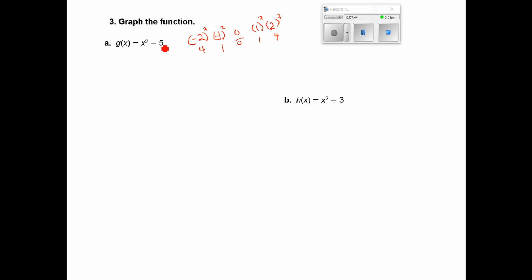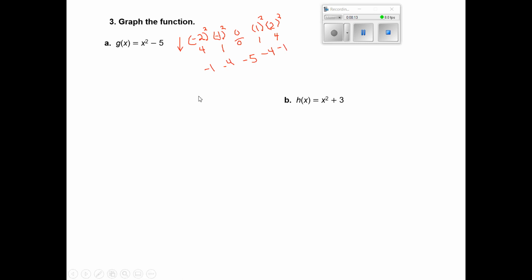But now, because we have this -5, and it's not in parentheses, that means this is going down 5 units on my coordinate plane. So all the points that were there are going to go down 5. So instead of 4, this would be at -1. Instead of 1, this would be at -4. This will be -5. This would be -4. And this would be -1.